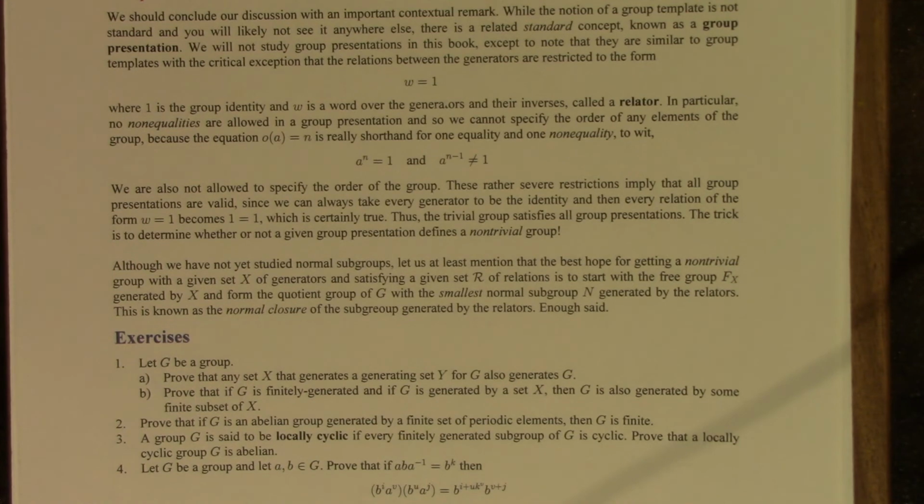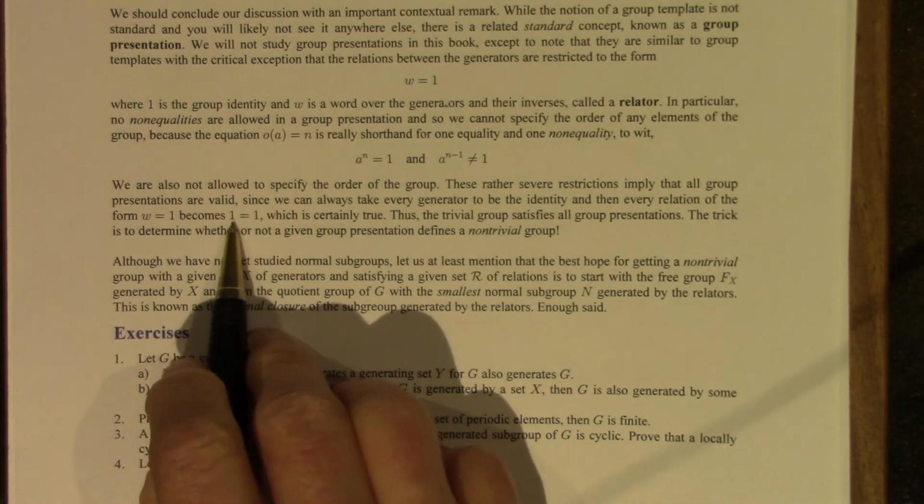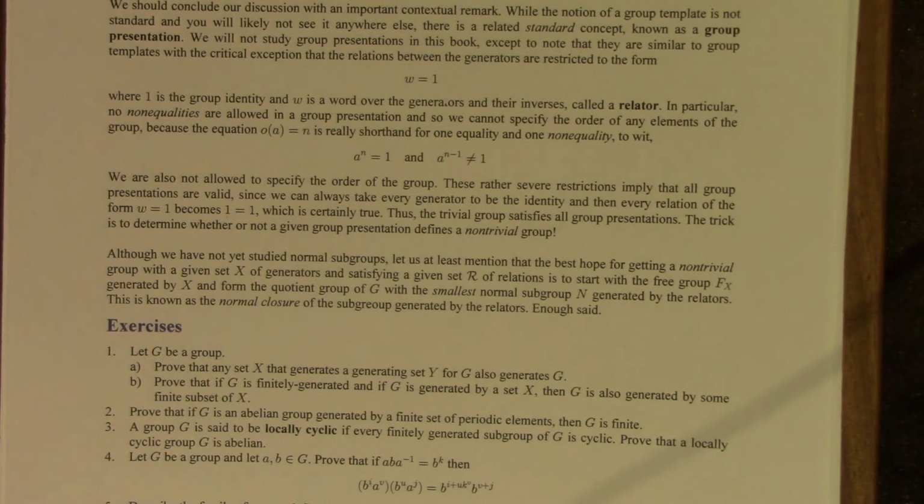So these rather severe restrictions limit the flexibility of group presentations, but they do imply that all group presentations are valid, because we can always take every generator to be the identity, and then every relation collapses to 1 equals 1, which is true. So the trivial group satisfies all presentations, and we don't have to worry about validity and invalidity as far as group presentations are concerned. The trick, of course, is to determine whether or not a given group presentation defines a non-trivial group. We don't much care about presentations that only define the trivial group.